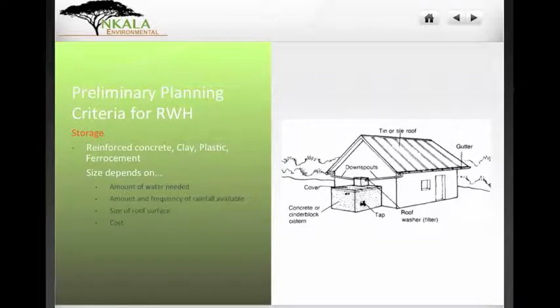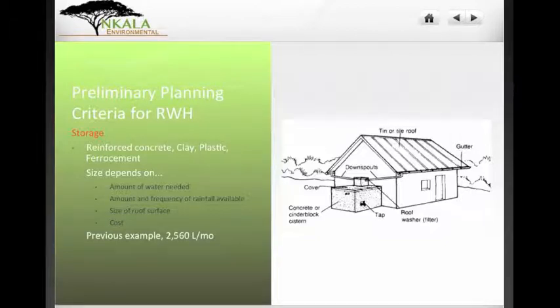The size of these tanks depends on several things. One, of course, it depends on the amount of water that's needed. It depends on the amount and the frequency of the rainfall. It depends on the size of the roof surface, and it depends on the cost. And again, I was getting ahead of myself.